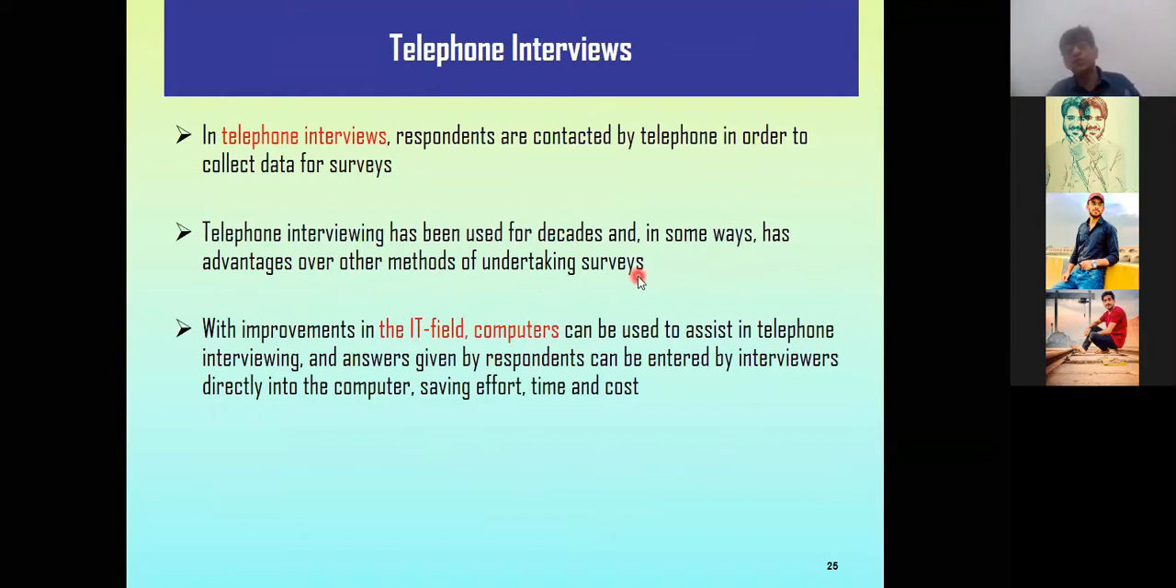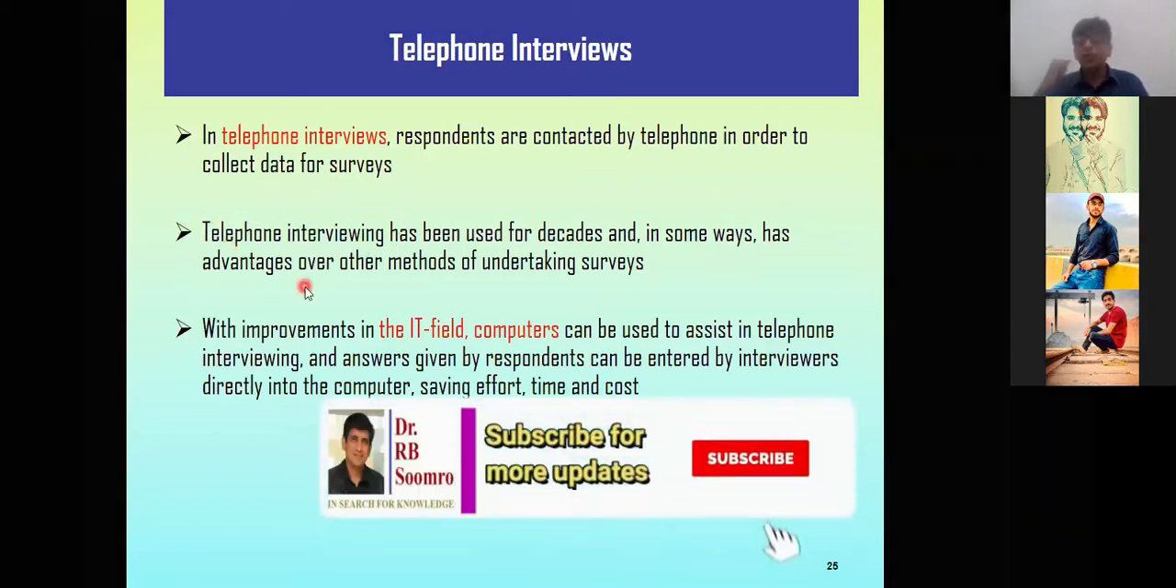For example, some surveys are in remote areas. Your location is in Karachi, but sometimes you want to conduct interviews with people who are in the northern area. Sometimes it's very difficult to travel to these areas. So instead of conducting a direct, face-to-face interview, it is better to make a call, and through the telephone you can conduct the interview.